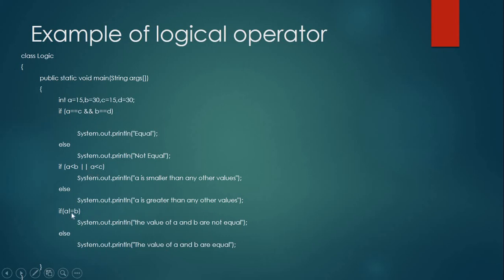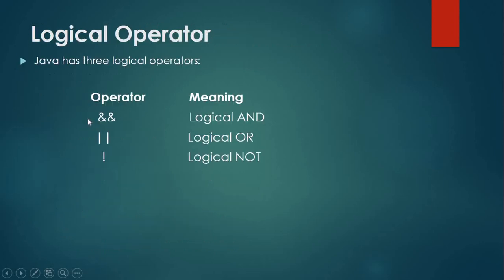Here our third is a not equal to b. a is equal to 15, b is equal to 13. So a is not equal to b. Then this part will be executed. Otherwise, this part will be executed. So these are the logical operators: logical AND, logical OR, and logical NOT.